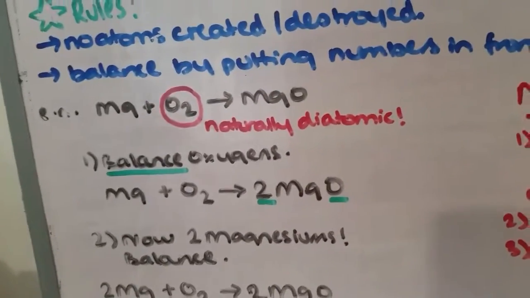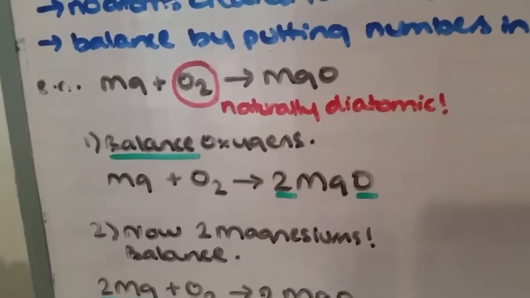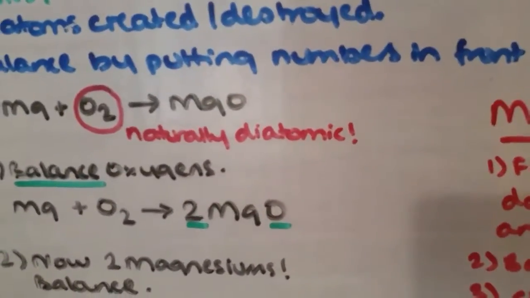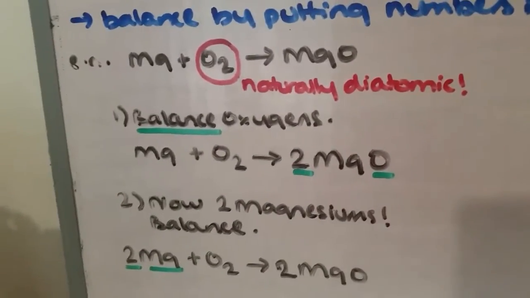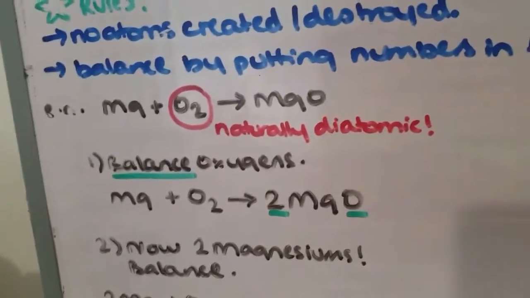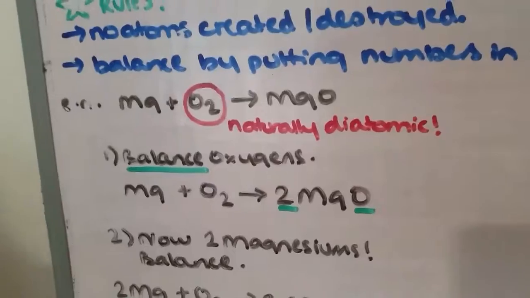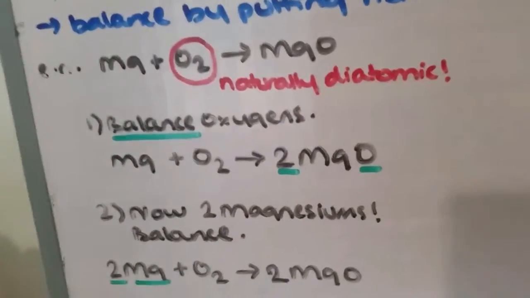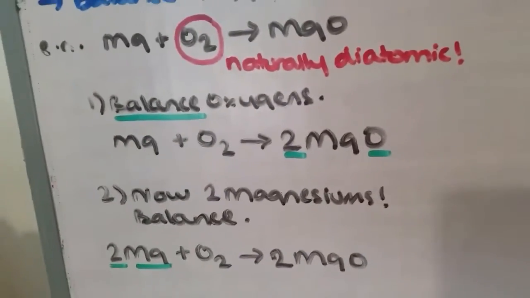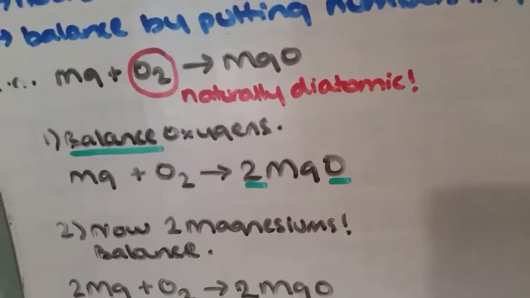Okay, so first, we can see that the oxygens aren't balanced. On the left-hand side, we have 2 oxygens. On the right-hand side, we have only 1 oxygen. That's why our first step is to balance the oxygens. This is what you need to do. You just need to see which elements are unbalanced and start to balance them straight away. So you balance the oxygens. How did I balance this? I just stick the 2 in front of the MgO, and this gives me 2 oxygen atoms. So that's how I balance that.